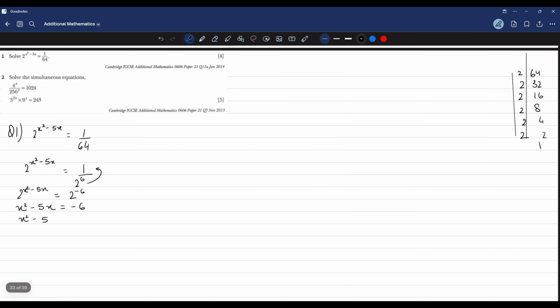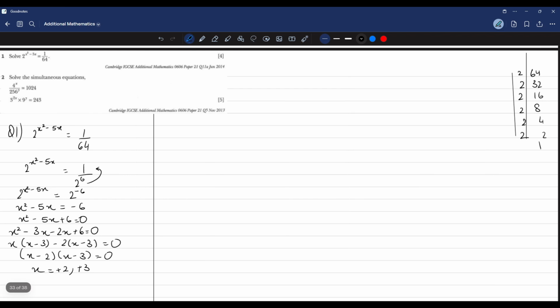x squared minus 5x plus 6 equals 0. Now if I were to solve this, I would get the factors of 6, which are 3 and 2. So x squared minus 3x minus 2x plus 6 equals 0. x has the common x minus 3 here, minus 2 has the common x minus 3 here, equals 0. We have got x minus 2 multiplied by x minus 3 equals 0. And that means x equals positive 2 and positive 3. That is it for question number one.